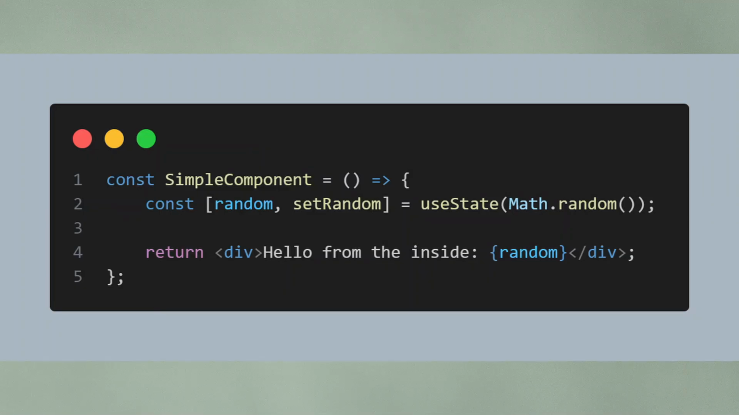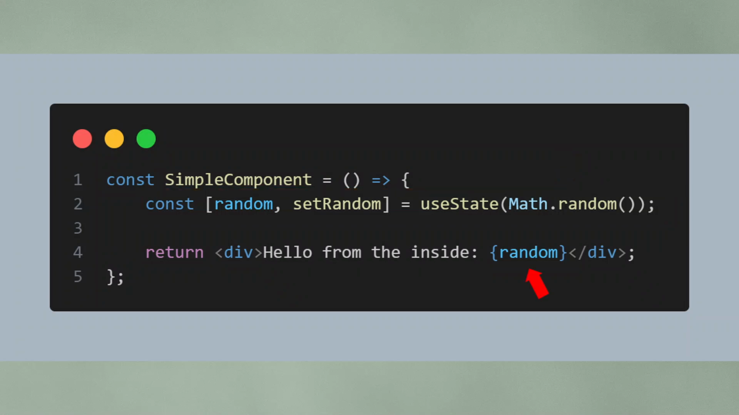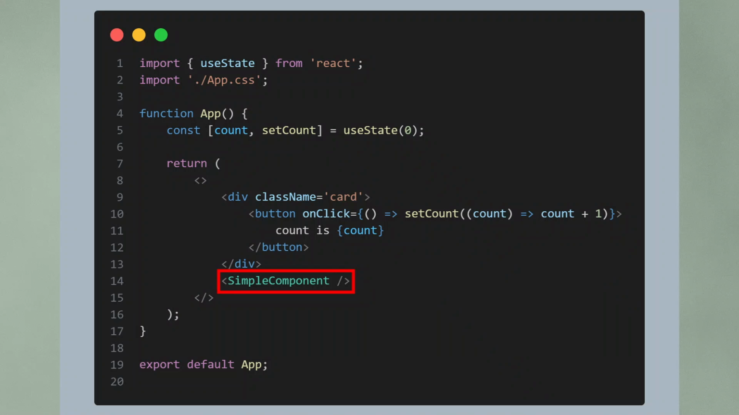Then I have another component, I called it simple component, which has this state variable that is set only once with a random number when the component is mounted. This state variable is rendered here in this div just like that. And then simple component is used in the app component like this.